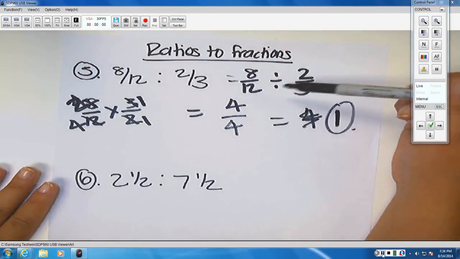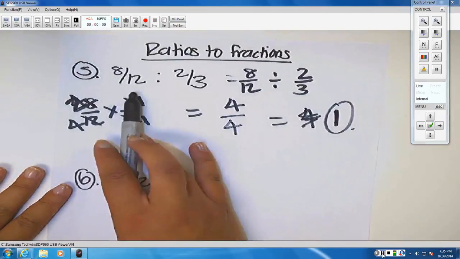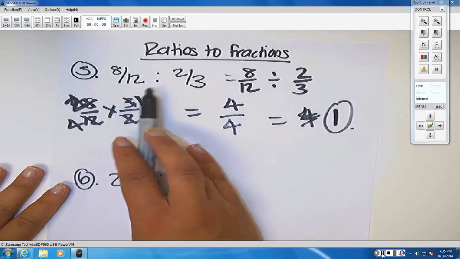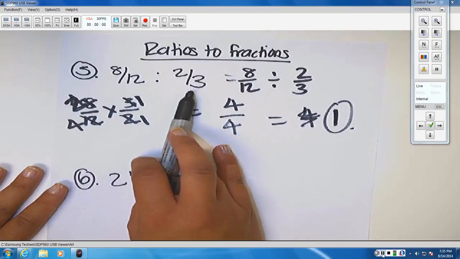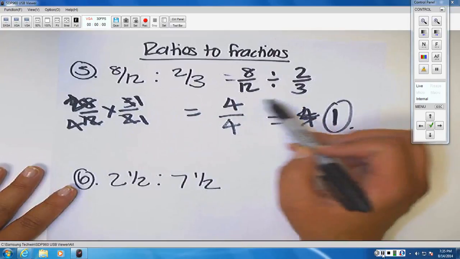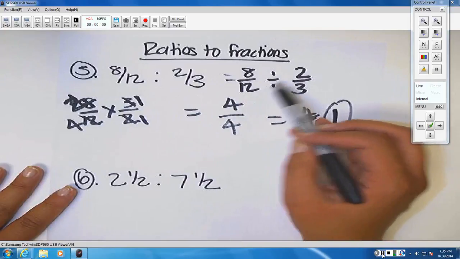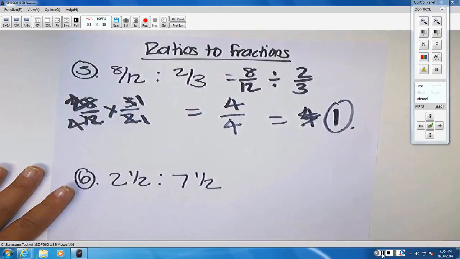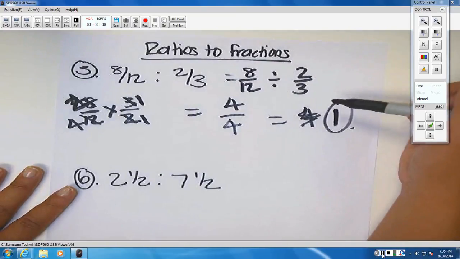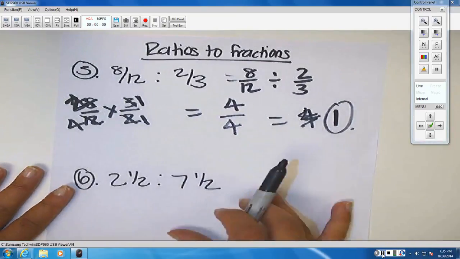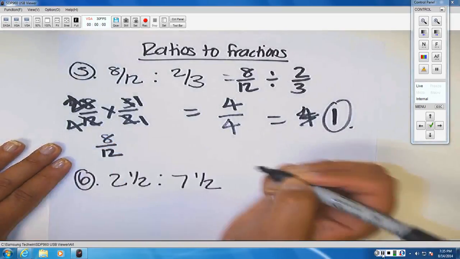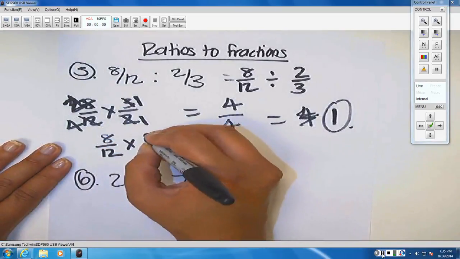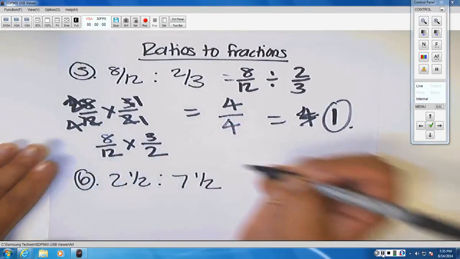Hopefully I'm not confusing you more than I'm helping you. So this was our original problem, 8/12 is to 2/3. We know that we're going to divide those fractions into each other. So we set up our equation like this, 8/12 divided by 2/3. We're going to flip our second fraction, and then multiply across the board. This is kind of messy, so I'll rewrite it for you. We ended up with 8/12 times 3 halves.